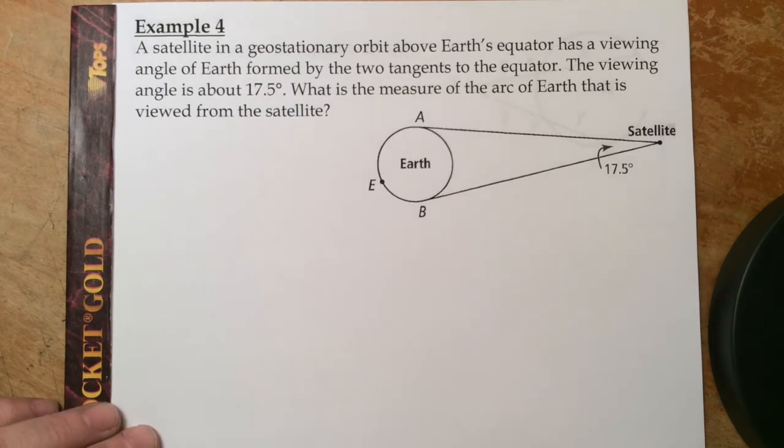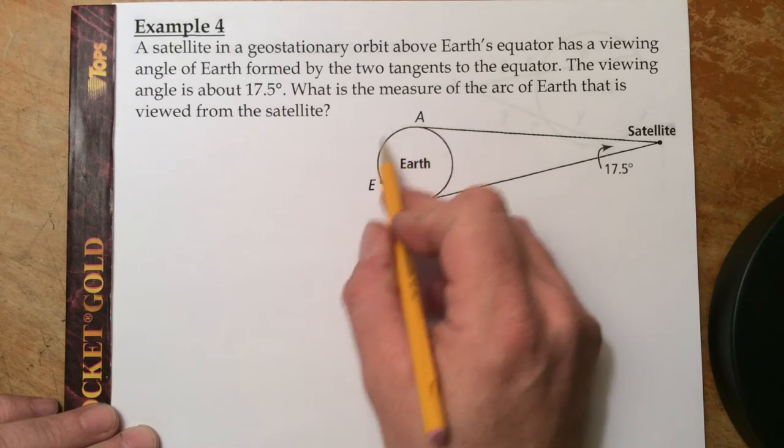Example 4. A satellite in a geostationary orbit above Earth's equator has a viewing angle of Earth formed by two tangents to the equator. Here are the two tangents and the equator.